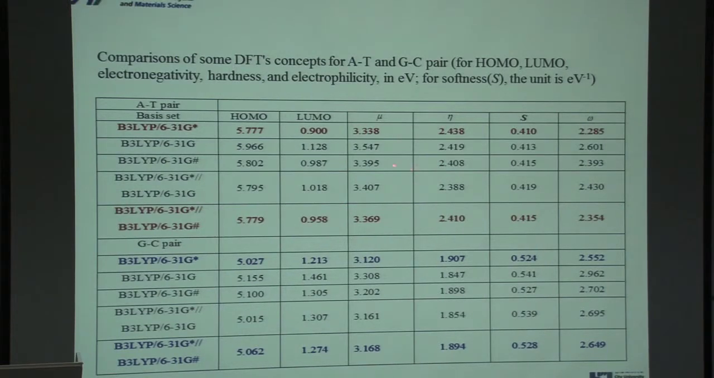We also got some DFT, so-called conceptual DFT parameters, mu, S, omega, etc. Then with this standard basis set, we get, for example, HOMO-LUMO numbers here. We put them here for comparison. If you use the 6-31G, you see apparent differences. If we use the economic basis set, we also see some differences.